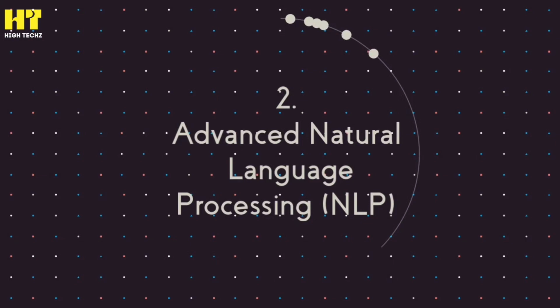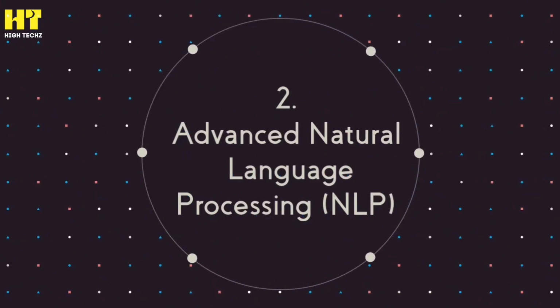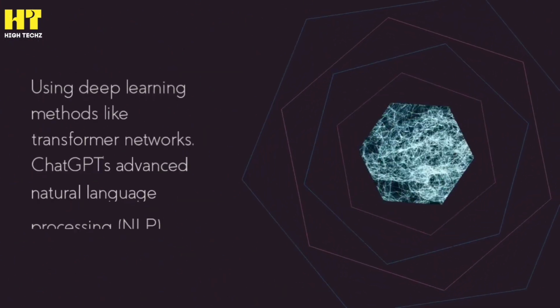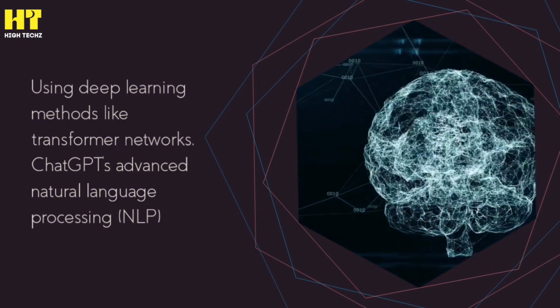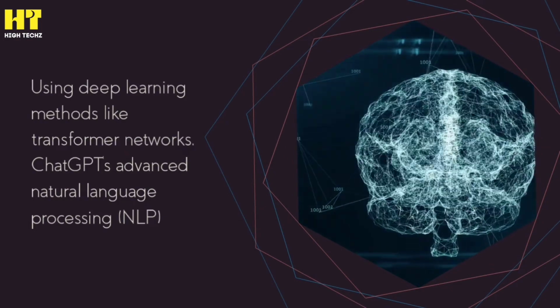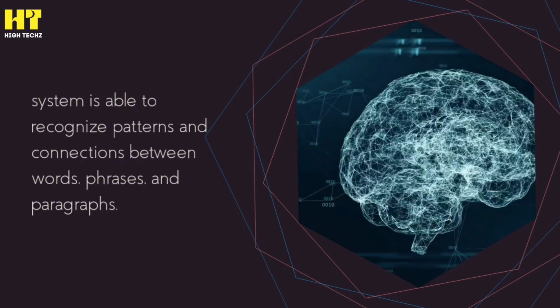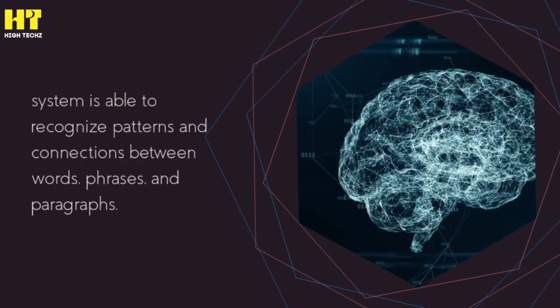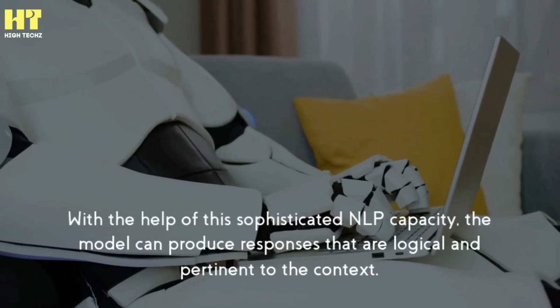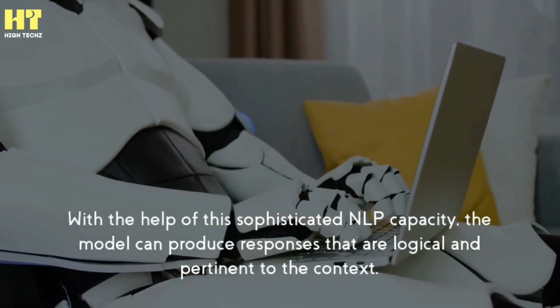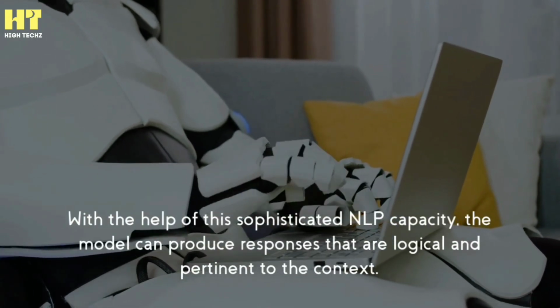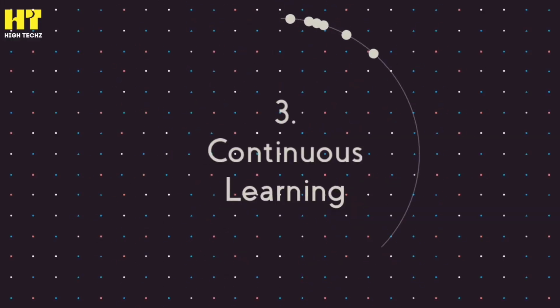2. Advanced natural language processing, NLP. Using deep learning methods like transformer networks, ChatGPT's advanced natural language processing (NLP) system is able to recognize patterns and connections between words, phrases, and paragraphs. With the help of this sophisticated NLP capacity, the model can produce responses that are logical and pertinent to the context.